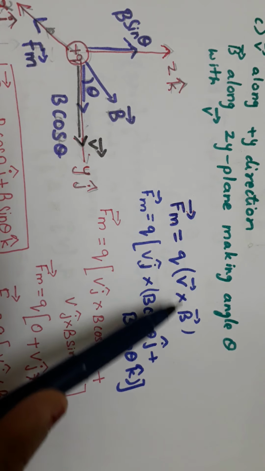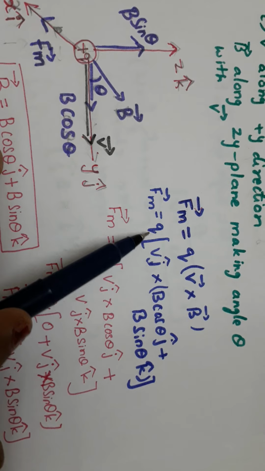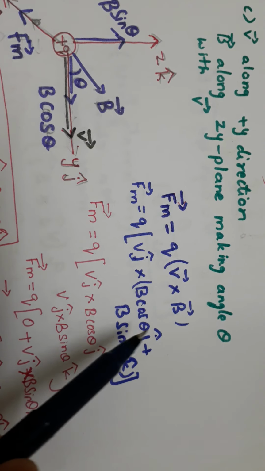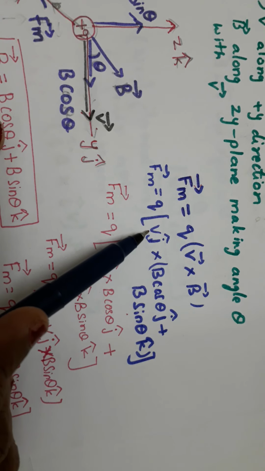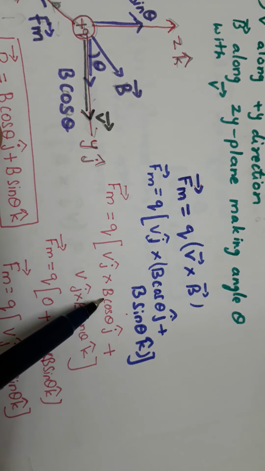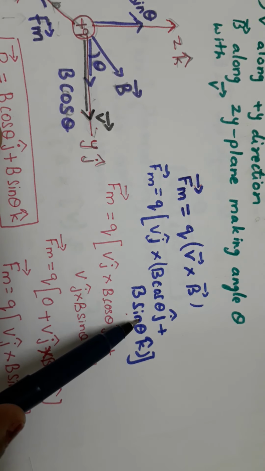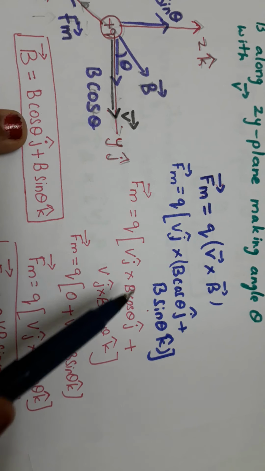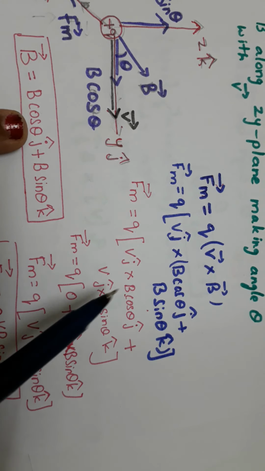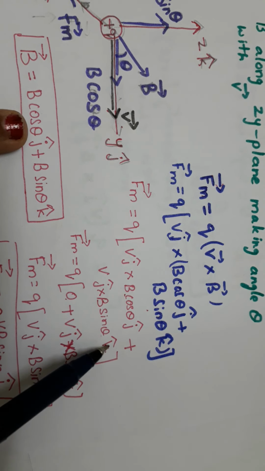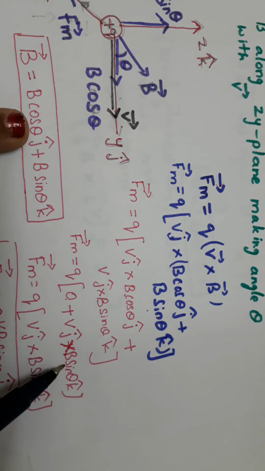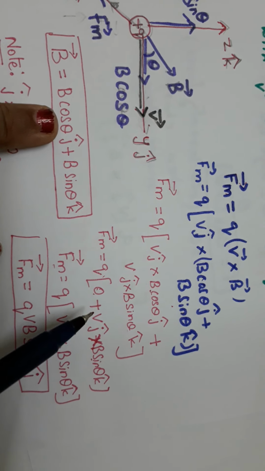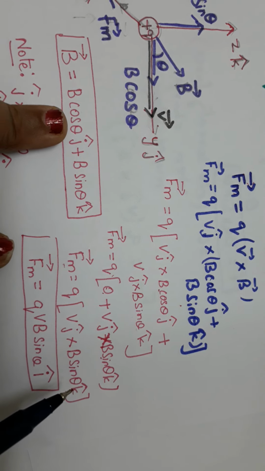Now coming back to the Lorentz formula, vector notation. Fm is equal to Q V j cap, because V is acting along y direction, cross B, which has horizontal and vertical components. You can split and write: V j cross B cos theta j cap plus V j cross B sin theta k cap. Remove the bracket and you will get this. Here you can see j cross j is 0, right? So j cross j is 0. Leave the 0 and you reproduce this V j cap cross B sin theta k cap, right?